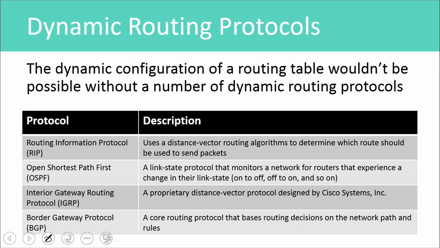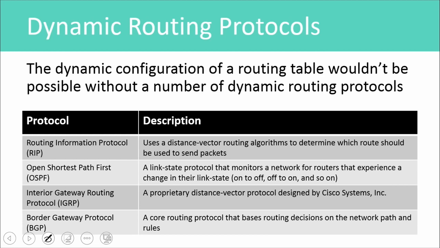And protocols, of course, are our favorite things because they make sure that the internet functions. There are a few different protocols that you need to be aware of for dynamic routing. You've got RIP, Routing Information Protocol, OSPF, which is Open Shortest Path First. It's a protocol that monitors a network for routers, and it'll adjust the routing table based on when the link state of a router goes from on to off to on, and so on like that, right? So it always is aware of which devices are on in a network.